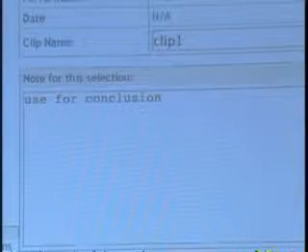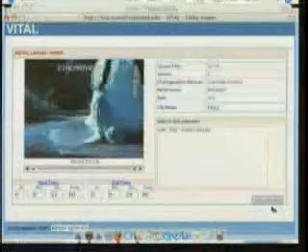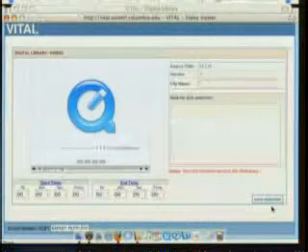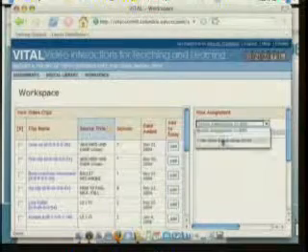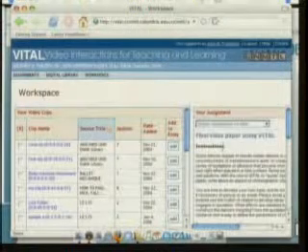I go to the Save selection, and the clip is put into my own personal workspace. And I can continue to do this over and over and over again. I'm going to go to my workspace now to show you what I'm talking about. And if you notice, I've been working on this final paper for a long time.